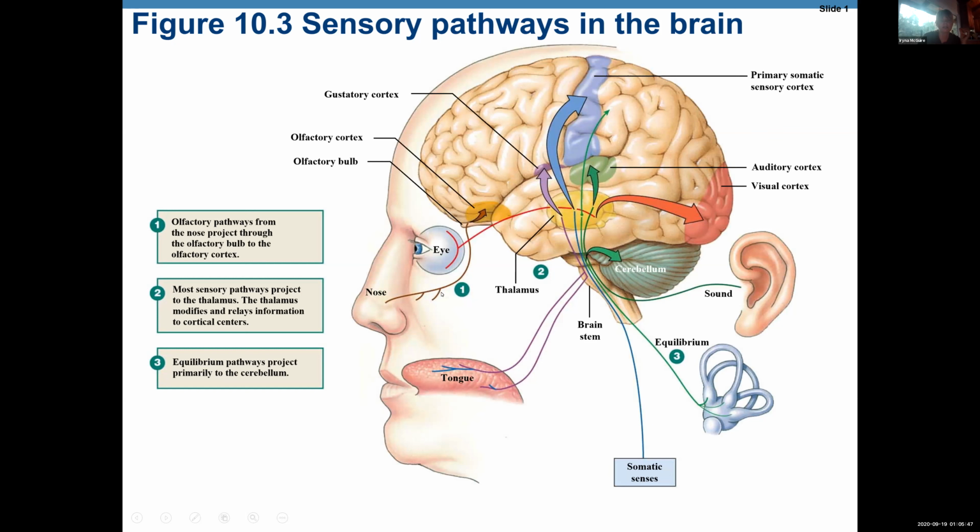Here you can see how different sensory neurons bring information to the cerebral cortex or cerebellum. Number 1 is the olfactory pathway from the nose. This one reaches your cortex before it goes to the thalamus. The rest of the sensory information goes to the thalamus first and then to the cerebral cortex. Most sensory pathways project to the thalamus, and the equilibrium pathway projects primarily to the cerebellum.